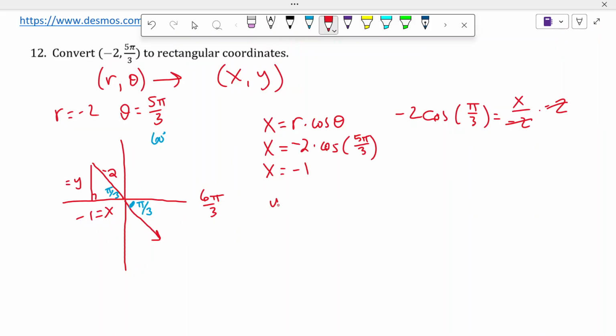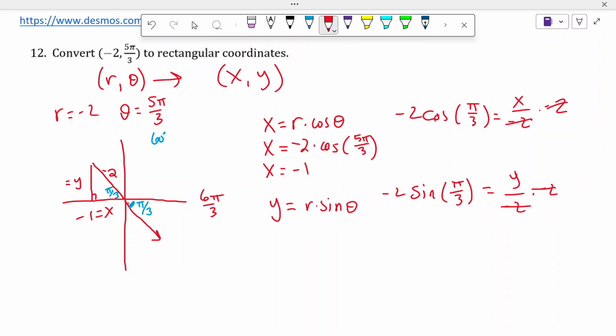Okay, now let's try the formula for y. y equals r sine of theta. That should make sense here, because if I look at my picture, I would do a sine problem for this triangle, with pi over 4, or I could use the 5 pi over 3. It's opposite over hypotenuse, that would be y over negative 2. And like before, I get y by itself by multiplying both sides by negative 2. So my equation is y equals the radius times the sine of the angle.